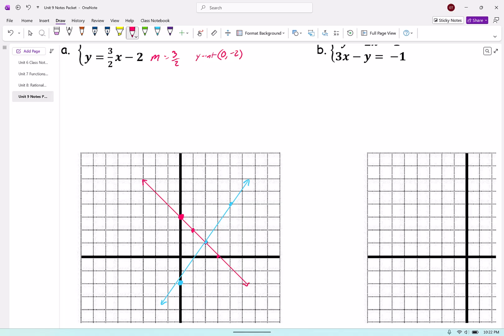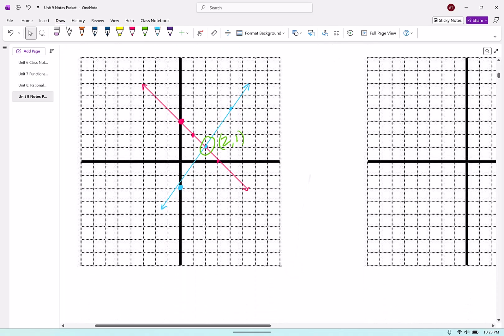What we are looking for when we graph these systems of equations is that point right there. The point of intersection is the solution. If I write that as an ordered pair, I go over to the right 2 and up 1, so (2, 1) is my solution.